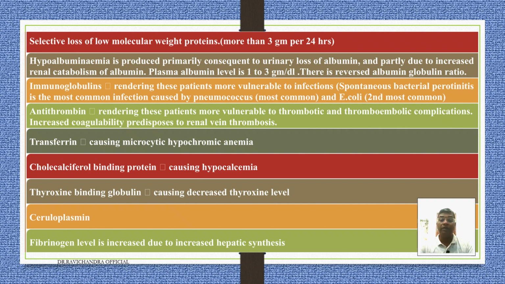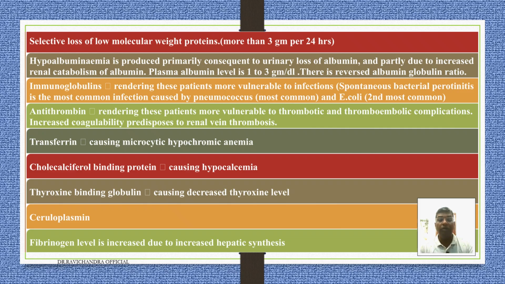Coming to the cholecalciferol binding protein, it is also decreased, thereby resulting in hypocalcemia. Thyroxine binding globulin will be decreased, causing decreased thyroxine levels. Ceruloplasmin is also decreased. The only protein that is increased in nephrotic syndrome is fibrinogen. So fibrinogen levels are increased due to increased hepatic synthesis. Except for fibrinogen, all are decreased.